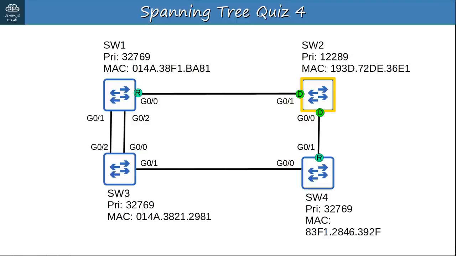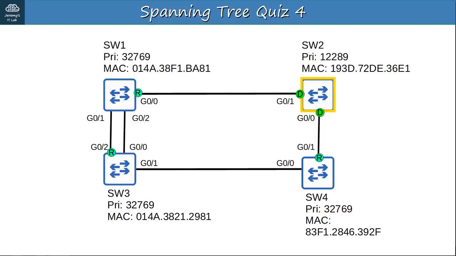Now there are two connections between switch 1 and switch 3. Which port will switch 3 select as the root port? Pause the video to think about your answer. The answer is G02, because it is connected to a lower port ID on the neighbor switch, switch 1.